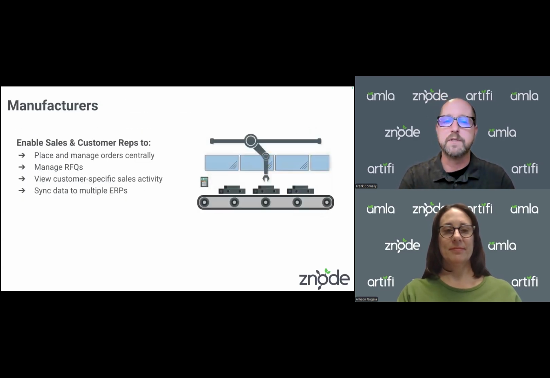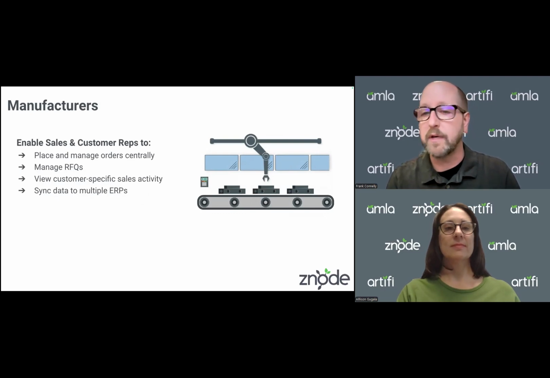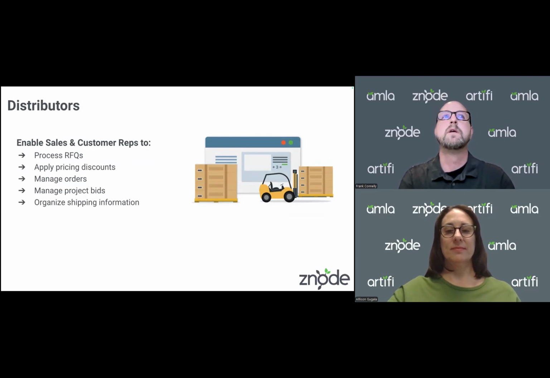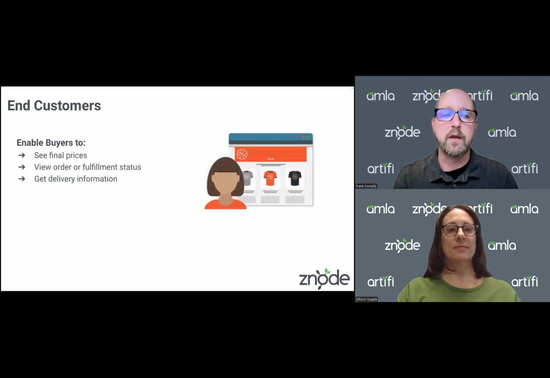Some example use cases are, for manufacturers and sales reps, allowing them to place and manage orders centrally, so in one spot, manage RFQs or quote requests, view customer specific sales activity, and sync all of that data to one or multiple external systems or ERPs. Another example use case is that the Commerce Portal could be used by distributors to process RFQs, apply pricing discounts, manage orders, manage project bids, and organize shipping information. The third user group that we're looking at is the actual end customer. You can allow the customer to access the portal and maybe see a view only, log in to see the final price or fulfillment status, where that order is in the process, maybe the delivery information.